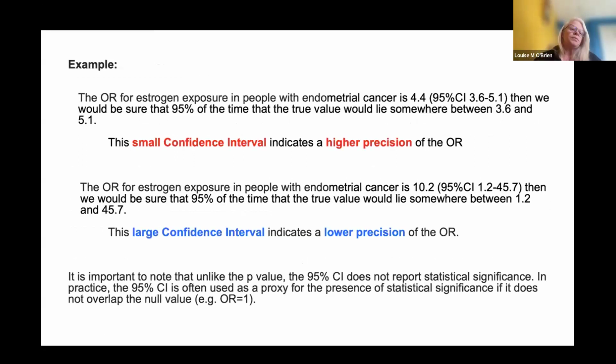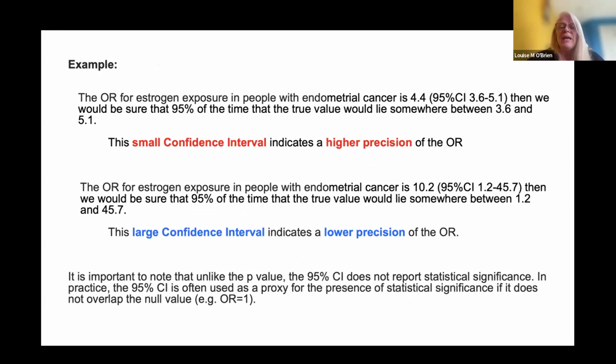So here's an example. The odds ratio for estrogen exposure in people with endometrial cancer is 4.4. And look at these confidence intervals. So straight away, we know that there's an increase in the odds of estrogen exposure in endometrial cancer. Okay. Now we're going to look at the odds. So the odds are 3.6 to 5.1. That's pretty tight. That's a pretty narrow band there.